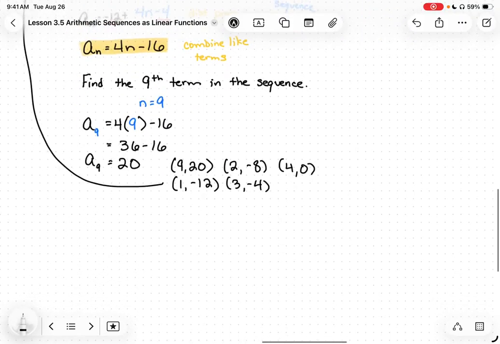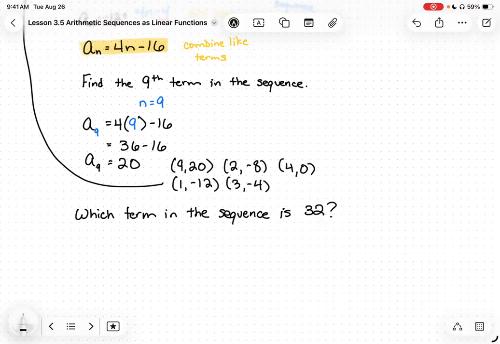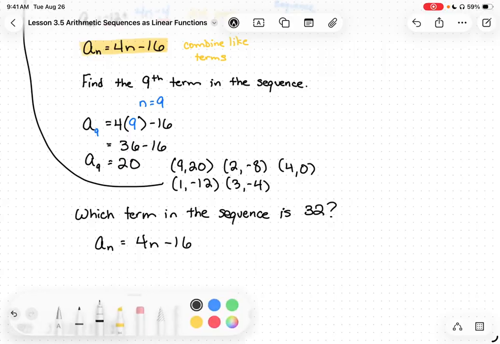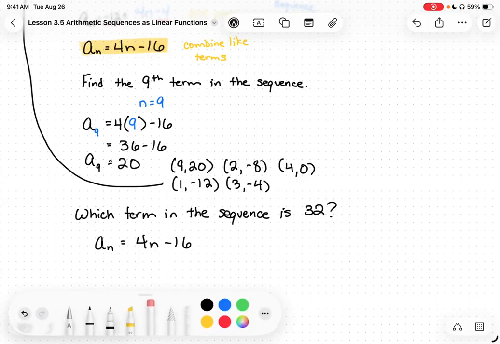Let's go the other way. Which term in the sequence is 32? So again, we take our equation, which was 4n minus 16, only this time I'm not asking you to find a value for a certain term. I'm asking you to find a term for a certain value.